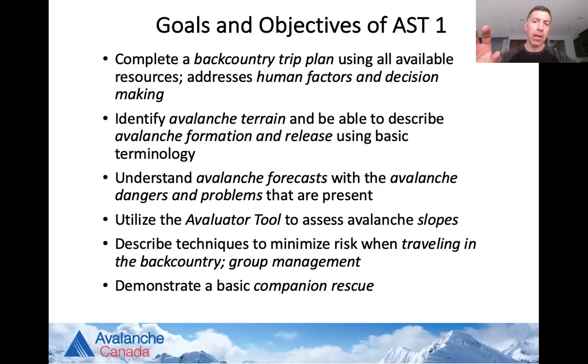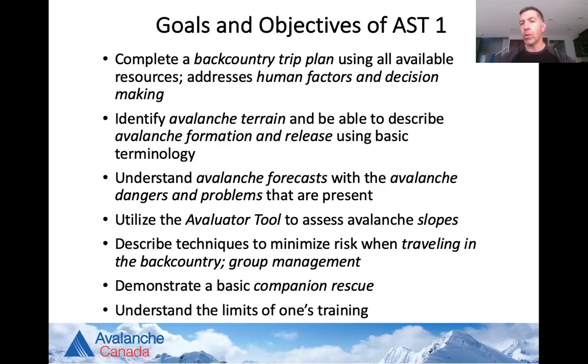We won't go too detailed into companion rescue on the virtual portion of the course, but as we move into the field day, we're going to cover companion rescue in depth. So you'll definitely go away at the end of that day feeling comfortable and confident that you can rescue one of your friends if they do get caught in an avalanche.